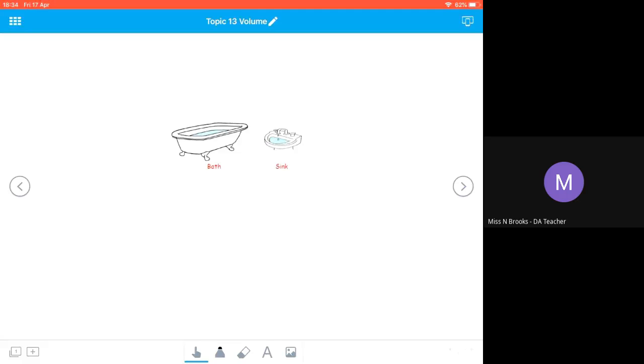So, which of these objects do you think holds less water when full? A bath or a sink? So obviously a sink holds less water because it has a smaller volume.